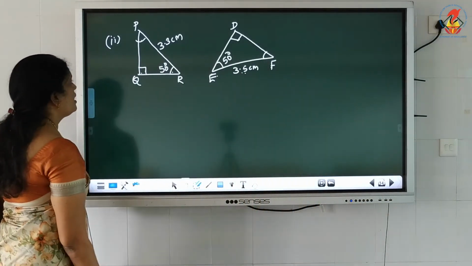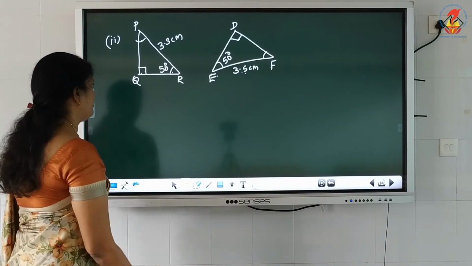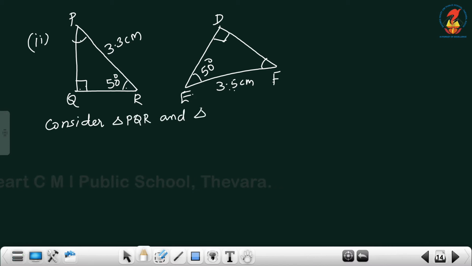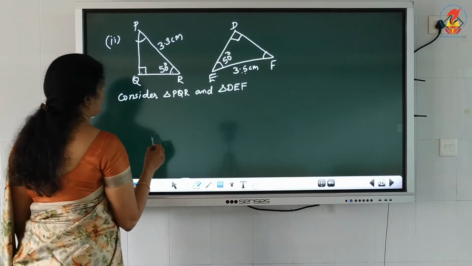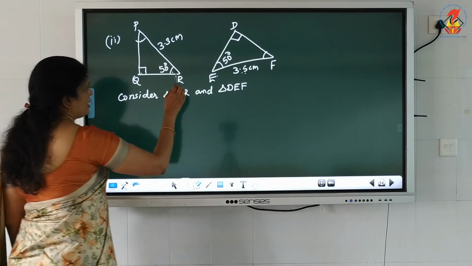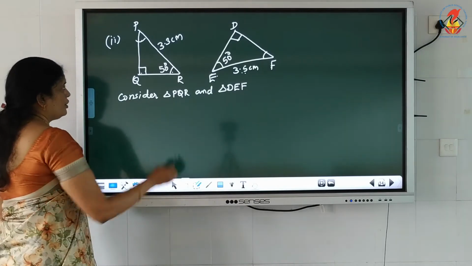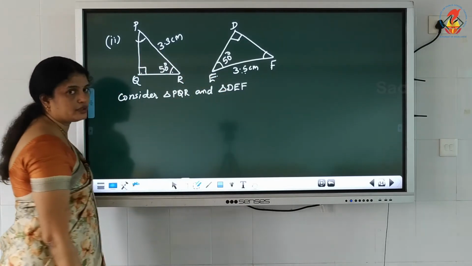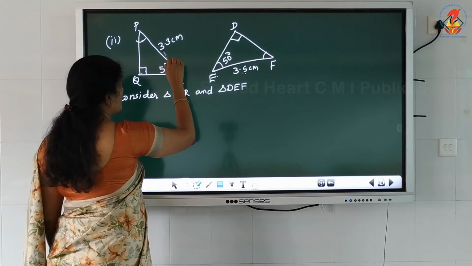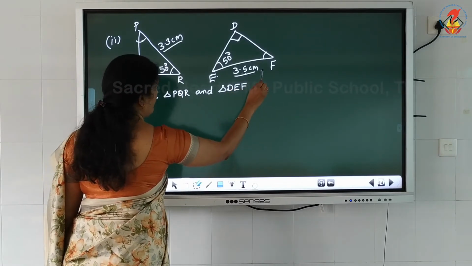Next is the second question, consider triangle PQR and triangle DEF. Here angle R equal to 50 degree, angle Q 90 degree, angle D 90 degree. Then angle R equal to 50 degree, angle E equal to 50 degree. You can calculate P and F also, because by the angle sum property we can calculate P and F. But in this case, PR equal to 3.3 centimeter, EF equal to 3.5 centimeter.